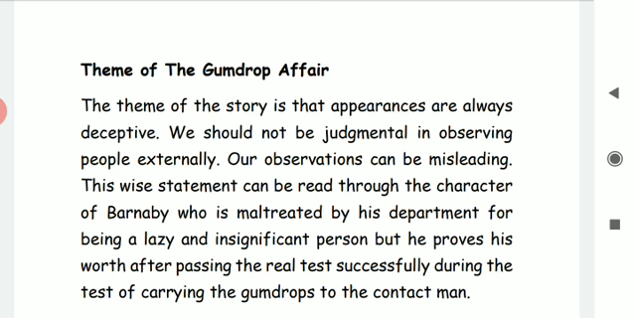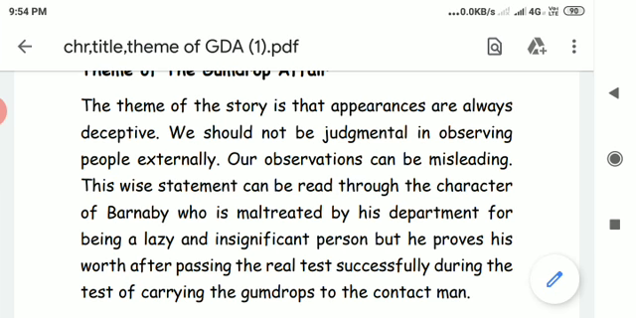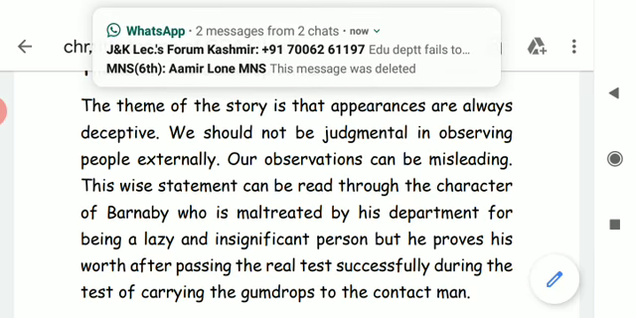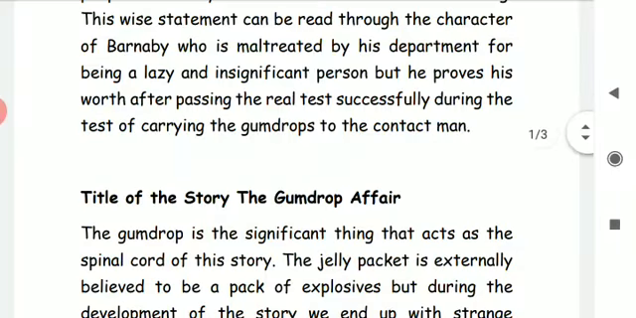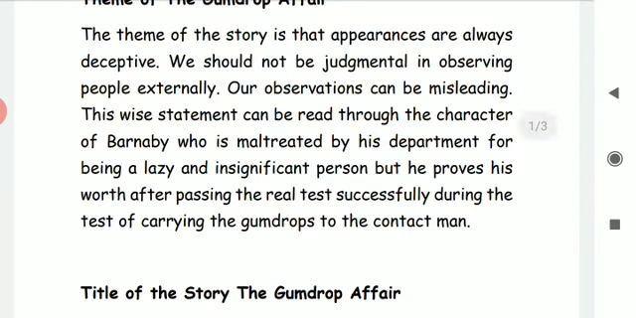Now, we passed that particular test, which you are quite aware of. I have already discussed it in the previous lecture. When he carried the gumdrops, on which you find a coded message, they are considered to be explosives, and he has to take them to a contact man, whose name was Varian Thompson, right? But what happened? Barnbay successfully passes the test. That is the theme of the story.